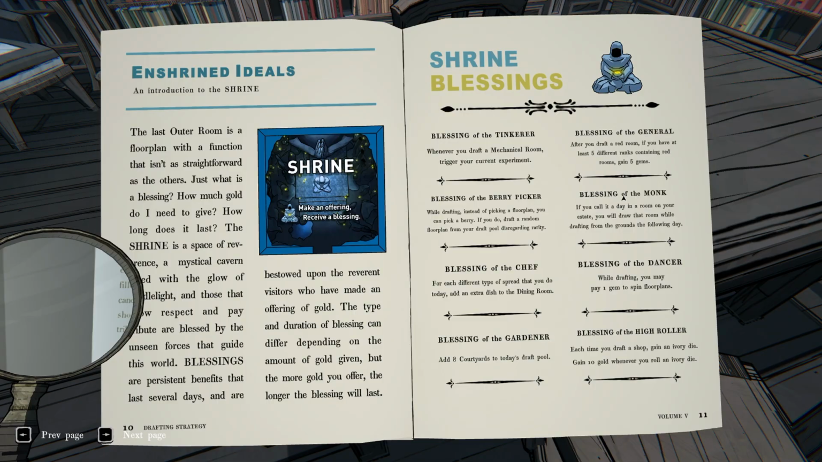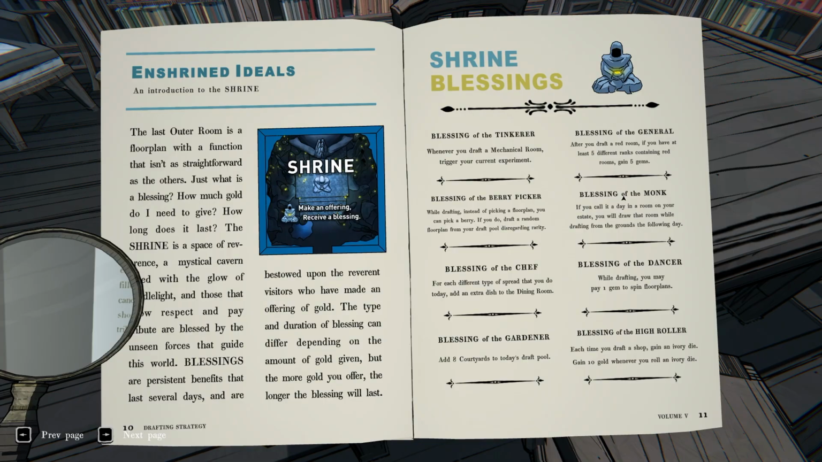Blessing of the Monk. If you call it a day in a room on your estate, you will draw that room while drafting from the grounds the following day. Blessing of the Chief. For each different type of spread that you do today, add an extra dish to the dining room. Blessing of the Dancer. While drafting, you may pay 1 gem to spin floor plans.